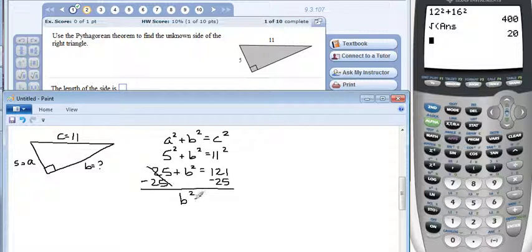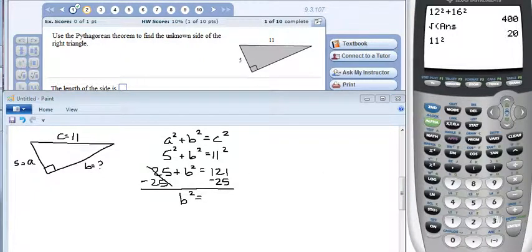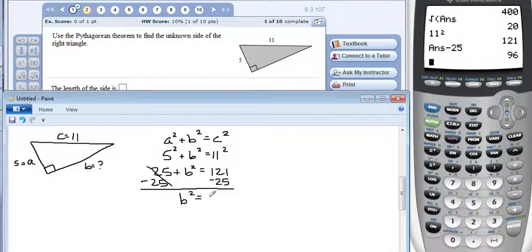So I have B squared is equal to, well, first of all, let's just make sure that we have 11 squared is 121, and then we can subtract 25. I just want to be sure about all that. So we've got 96. Okay, now I'm going to take the square root of both sides because I want to get rid of my square. The square root of a square is itself. And now I've got this 96 to deal with.